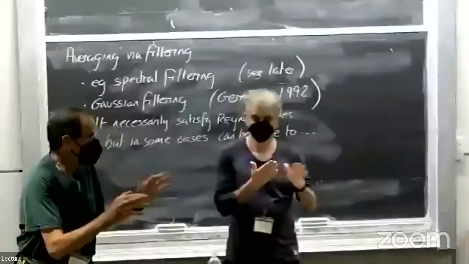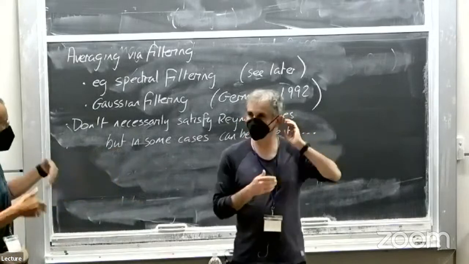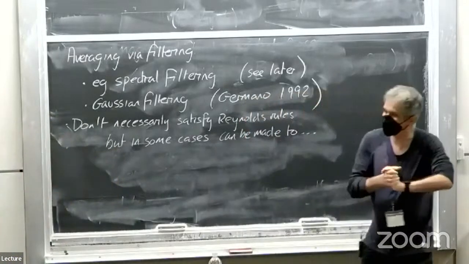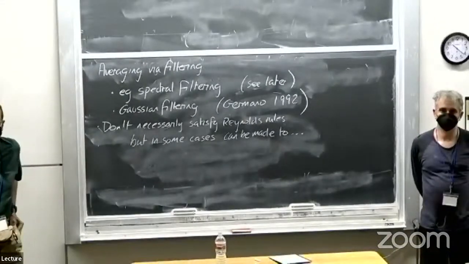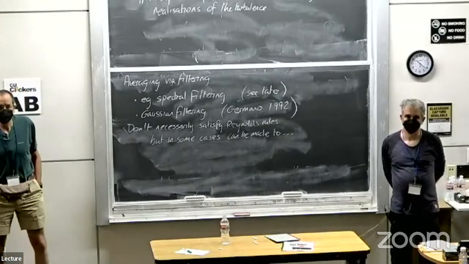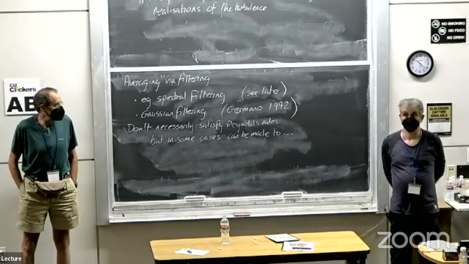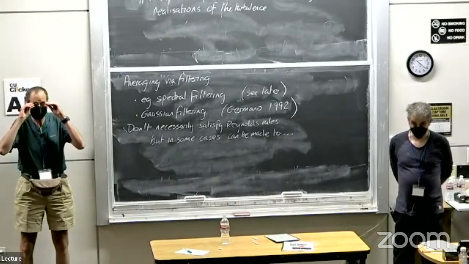Any time for questions? Is there some intuition for when an averaging process should or shouldn't obey the Reynolds rules? Most of the ones you think of do, right?